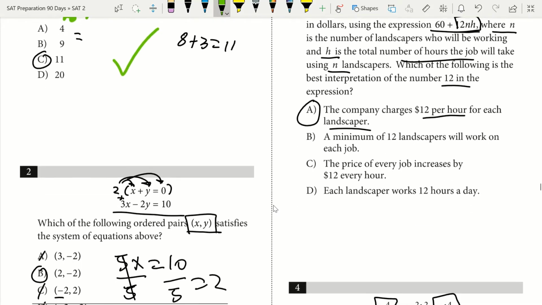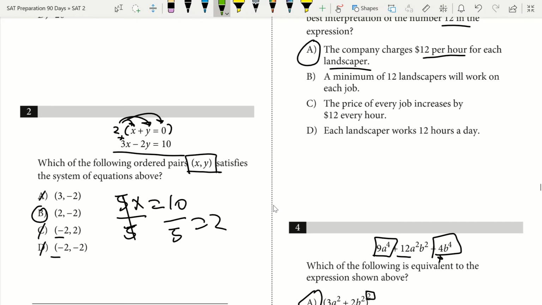Number 2. Okay, I go down here. I can get rid of my y's by multiplying my top one by 2. When I do that and then add them, I get rid of my y's. I'll have 5x total. That's going to equal 10, which means x will have to equal 2. That one's correct because there's only one answer choice where x is 2.